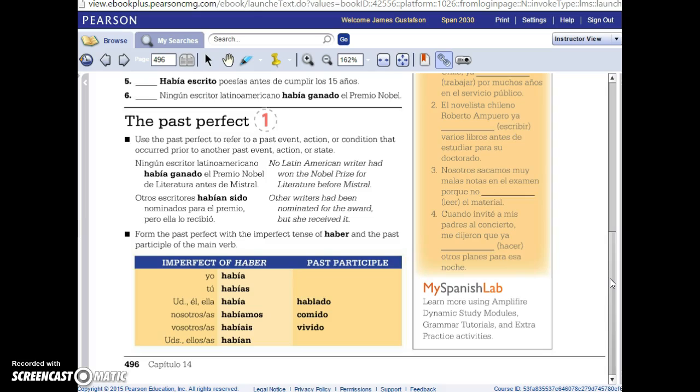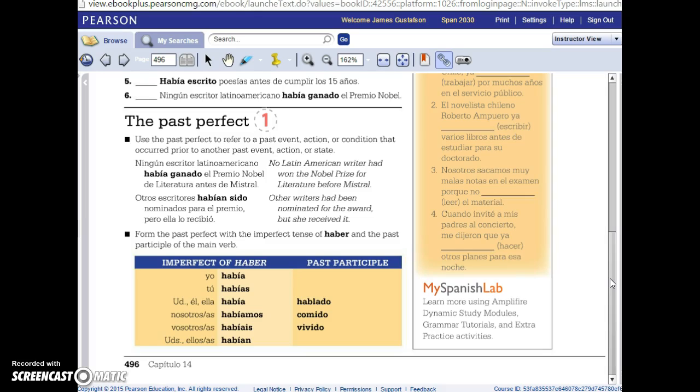So they have some examples here for you. Ningún escritor latinoamericano había ganado el premio Nobel de Literatura antes de Mistral. And it's a literal translation here in English. No Latin American writer had won the Nobel Prize for Literature before Mistral. So Mistral won the Nobel Prize in the past. It was in the 40s when she won it. And before that, no one else had won it. So that is what that's used for. We're talking about something in the past before something else in the past.